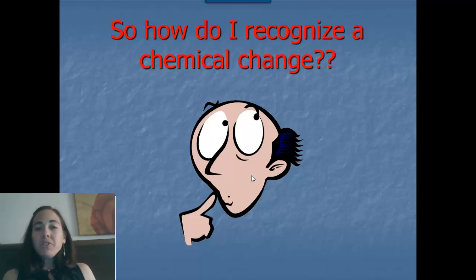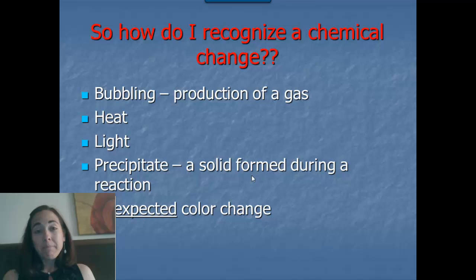So when you go into lab, how are you going to recognize when a chemical change occurs? Let's look at some of the indicators that a chemical reaction is happening. Okay, so first of all, bubbling. Bubbling is really just production of some kind of a gas. It might be hydrogen or oxygen or carbon dioxide. Different reactions will be different, but any kind of bubbles are a good indicator.